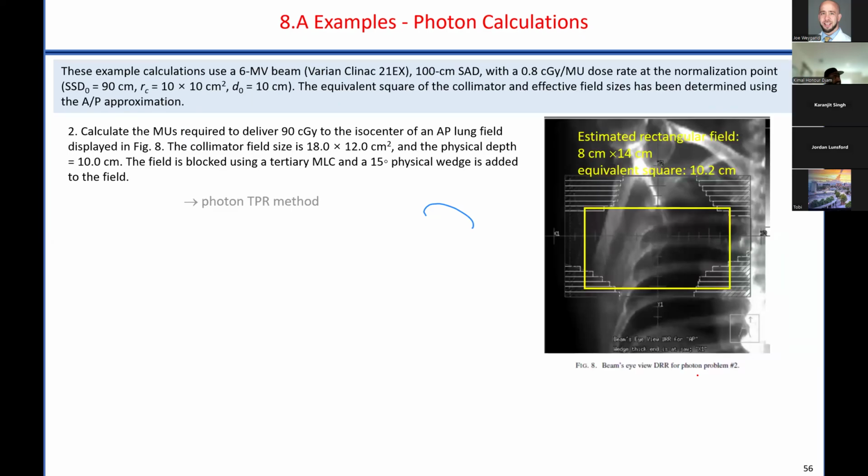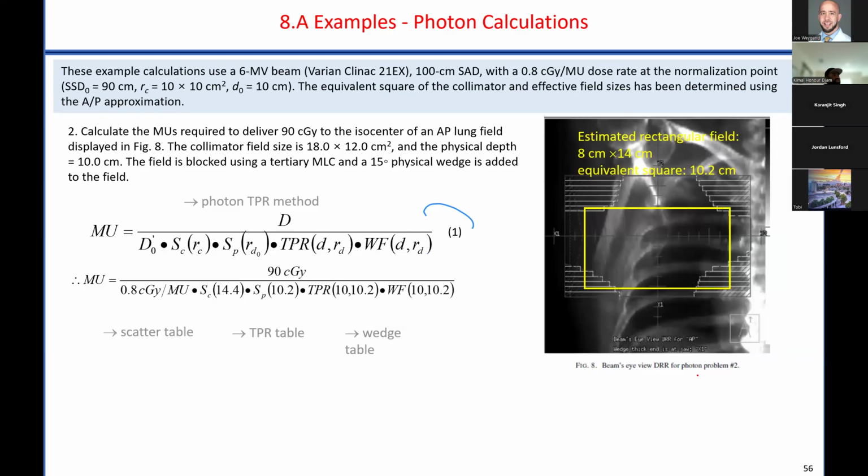We have about 6 more minutes. Now, this example here is an example of a blocked field, in which case we have a 6 MV beam. Always look at the normalization conditions: 100 cm SSD, normalized to 0.8 centigray per MU, and the normalization depth is still 10. We're asked to determine the number of MUs required to deliver 90 centigray to the isocenter of an AP field as shown in this diagram.